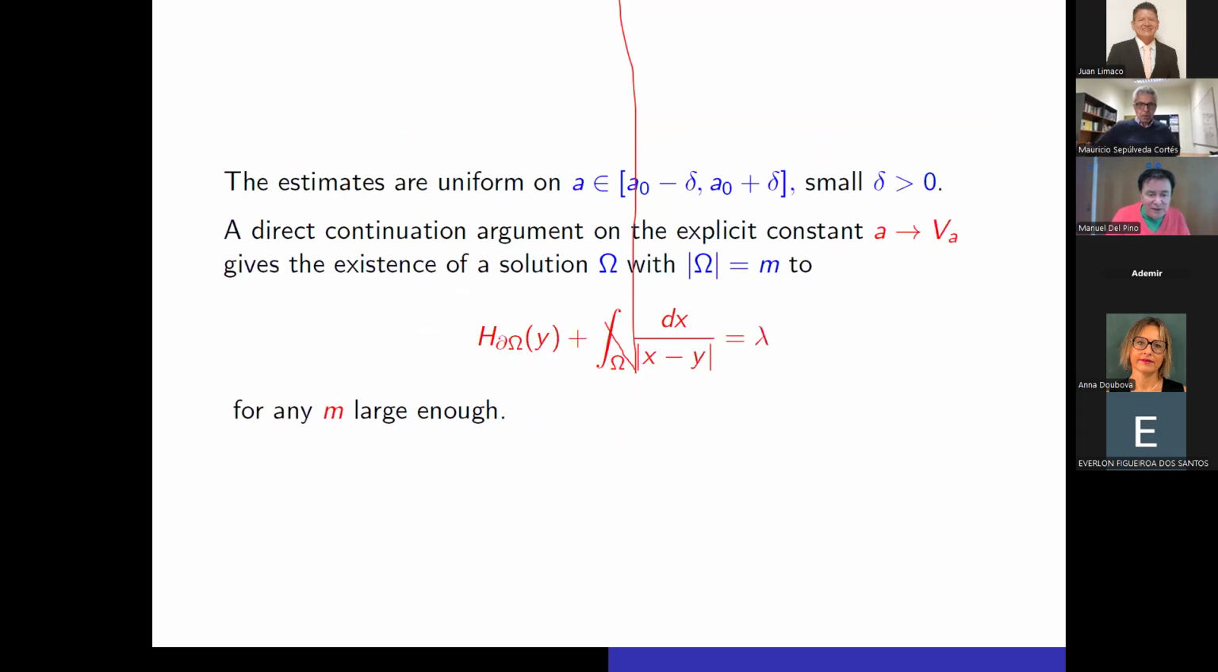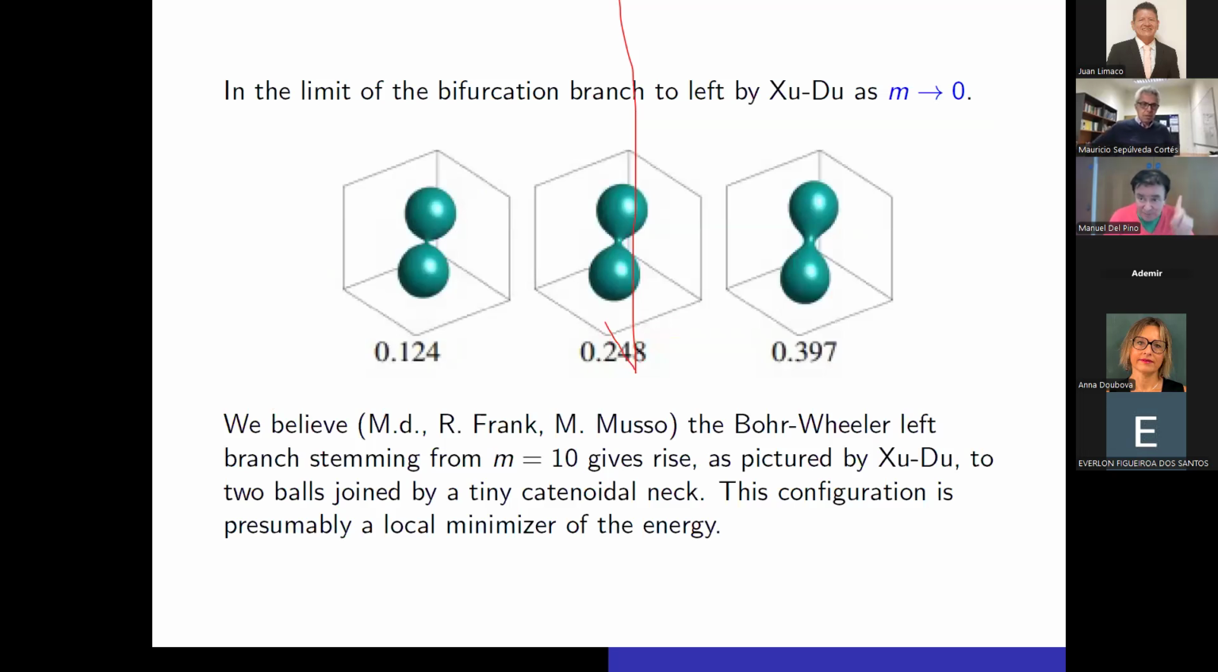Anyway, perhaps let me conclude in 1 minute with the following. With Rupert Frank and Monica Musso, we are actually working on the following. You remember what I showed you at the beginning of the bifurcation branch when the mass goes to 0, that we could find mountain pass solutions that look like this. This can be proven actually with the same type of method. This is something we have discovered recently, it's not written yet, but hope it will come out soon.